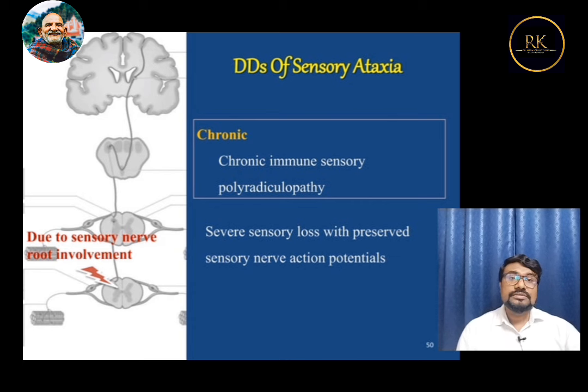Then the causes of sensory ataxia because of the involvement of sensory nerve roots include chronic immune sensory polyradiculopathies. In this case, the patient will present with severe sensory loss with preserved sensory nerve action potentials.